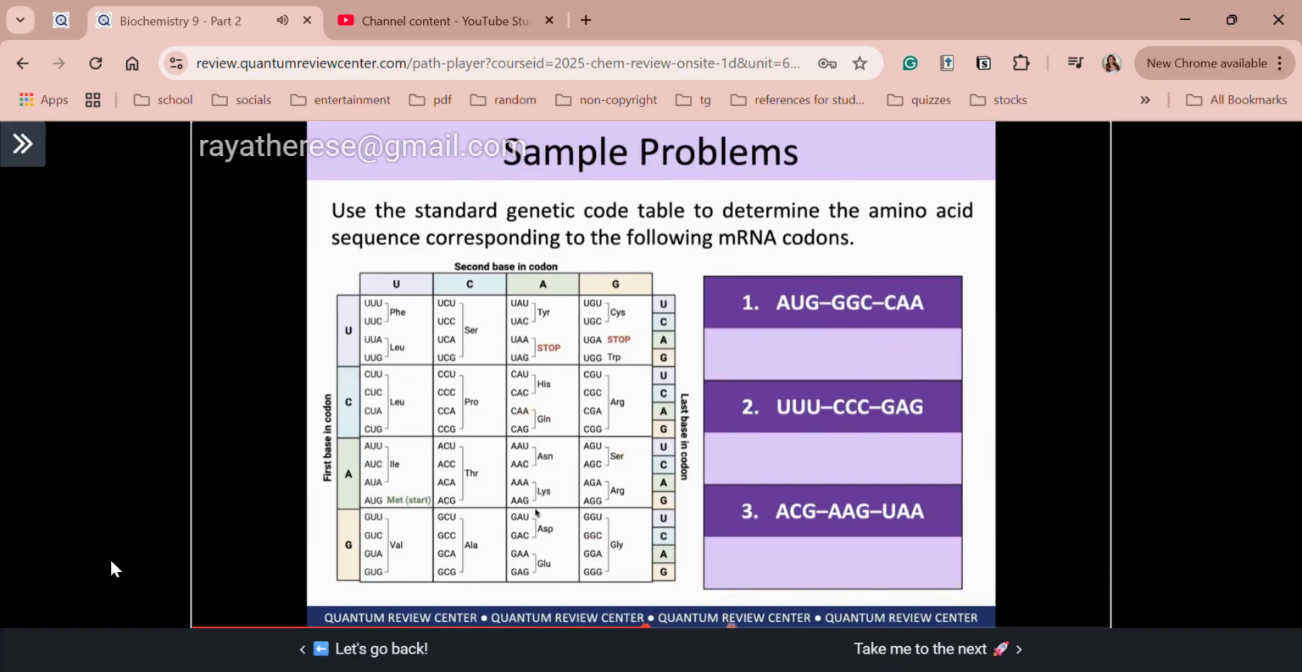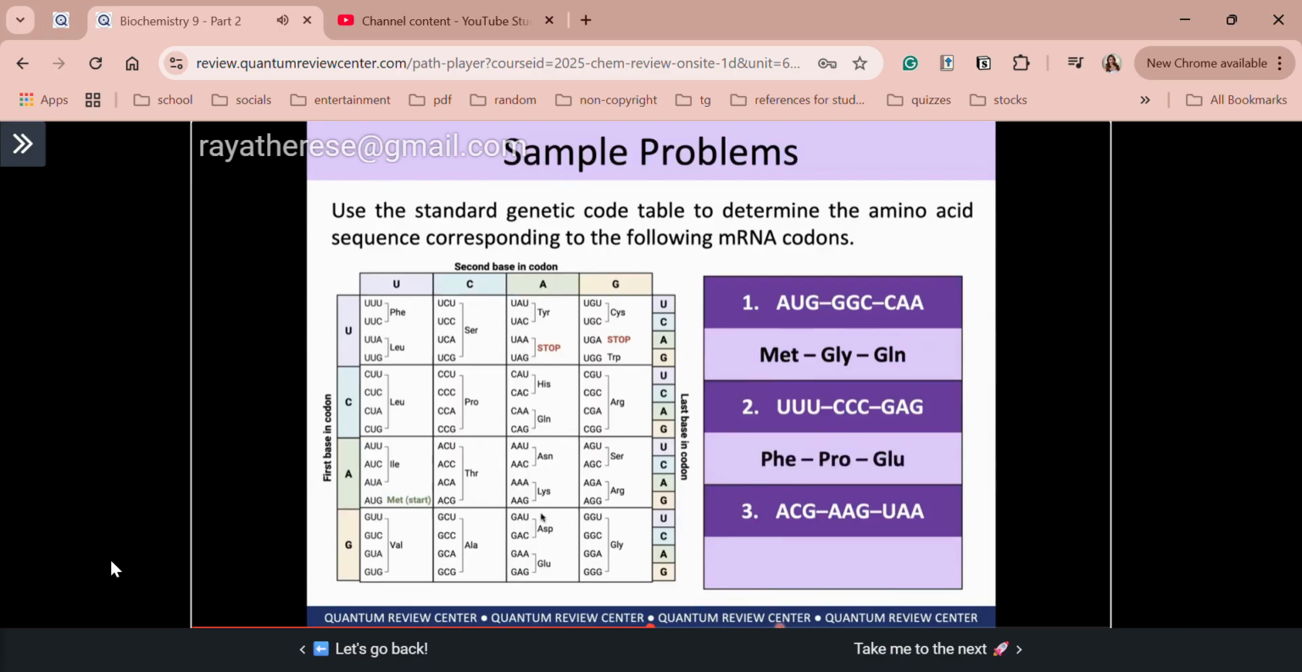Alright, so class, very easy, diba? Sana lahat ng board exam items, that's just like your decoding problem. Second item, UUU, so let's check. Phenylalanine. CCC, so that's just your proline. And lastly, GAG, diba? GAG, of course, that's specific for your glutamate.